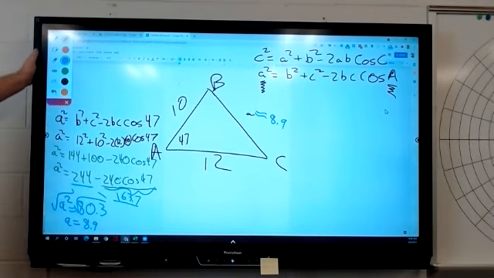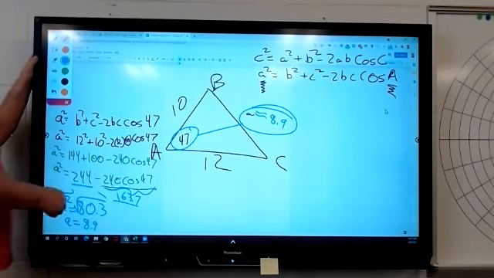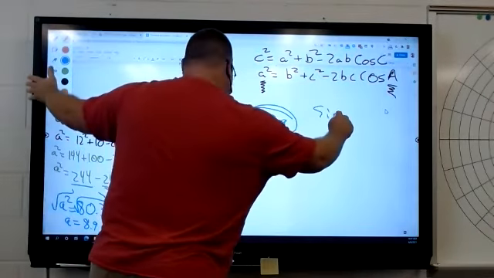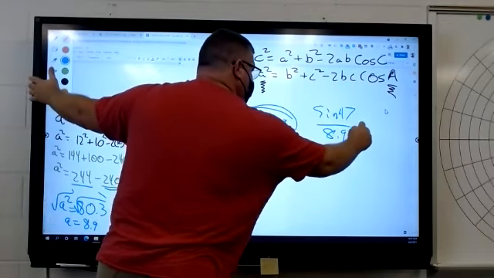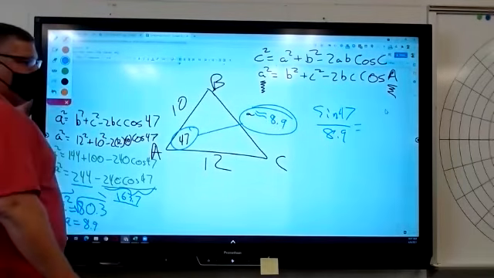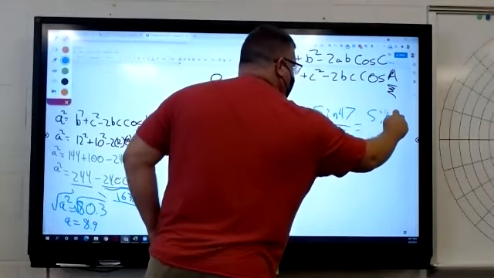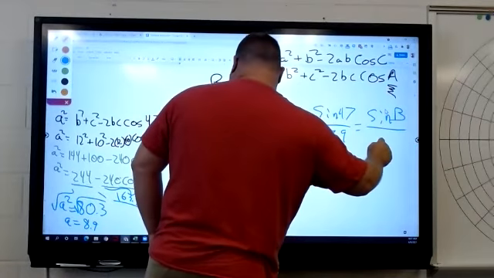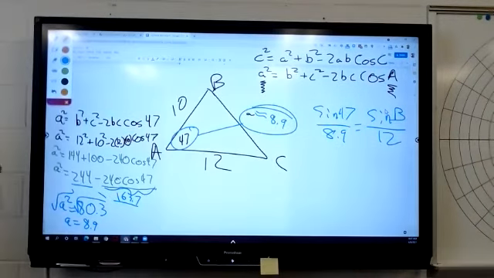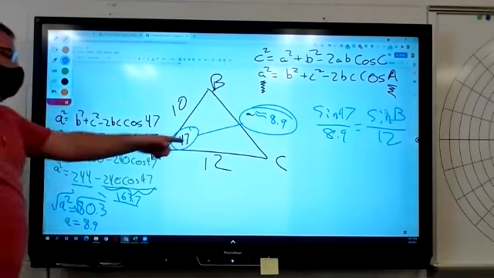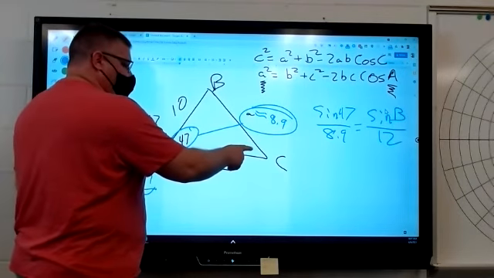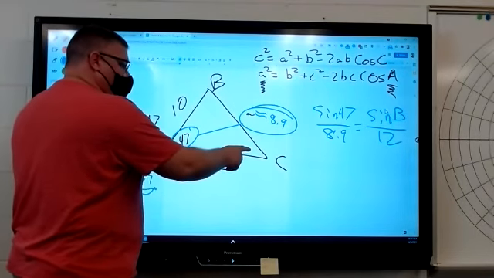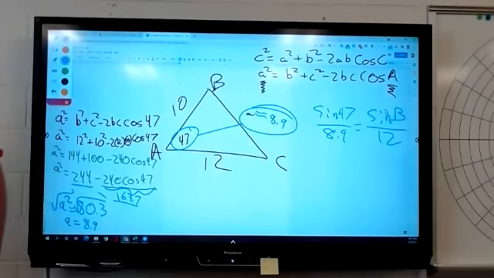Do I now have a pair to work with? So what could I use? Law of sines. Could we say sine 47 over 8.9 equals, which one do you want to use? 12. The 12, okay. Sine of B over 12. Does everybody agree with that? And can we go from there? And once I know this angle, which is going to be about 52, what can I do to find B? Subtract from 180. Would that give me the other piece?